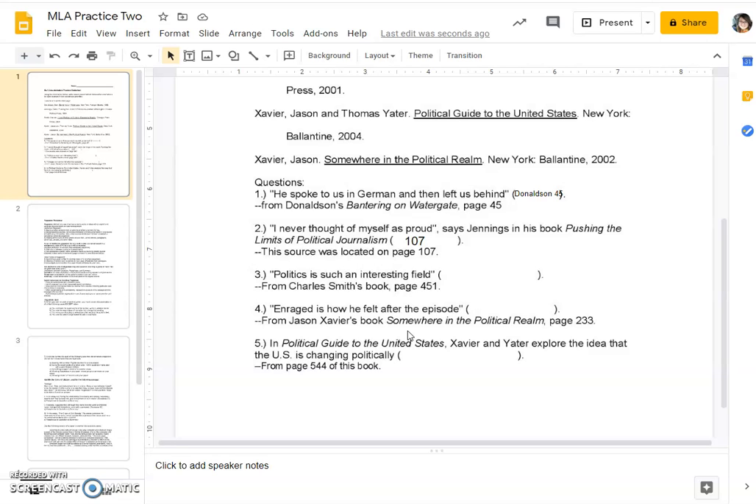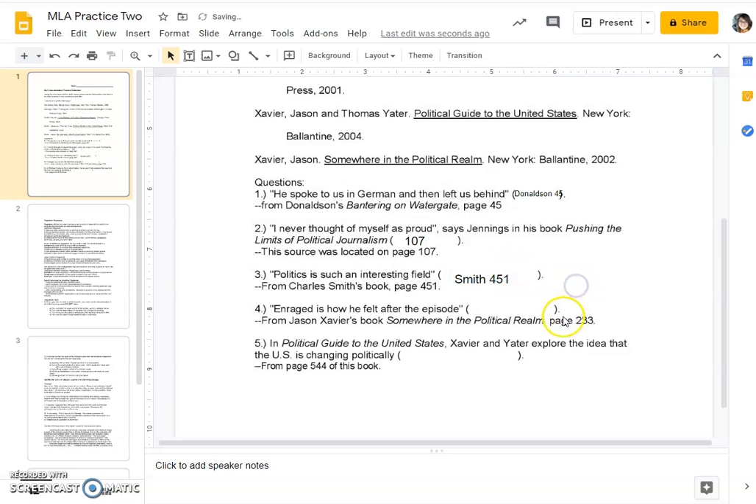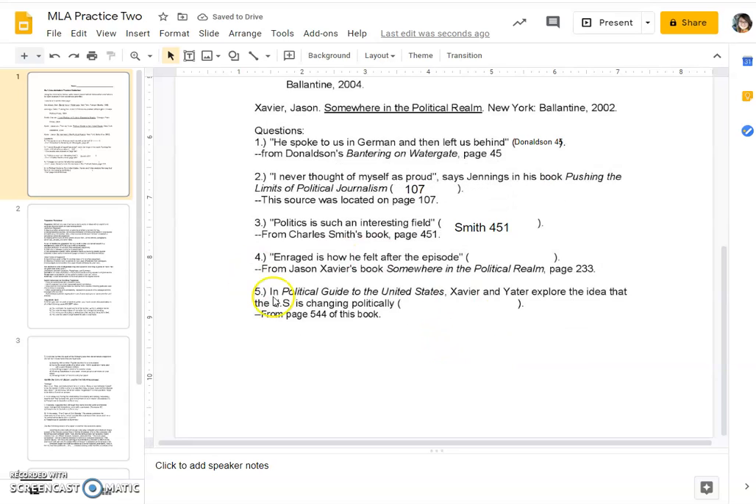Politics is such an interesting field, from Charles Smith's book, page 451. So take a moment, pause if you need to. If you need more time than this, go ahead and pause. If not, your answer should be Smith 451. Alright, and then you're going to do 4 and 5 on your own.